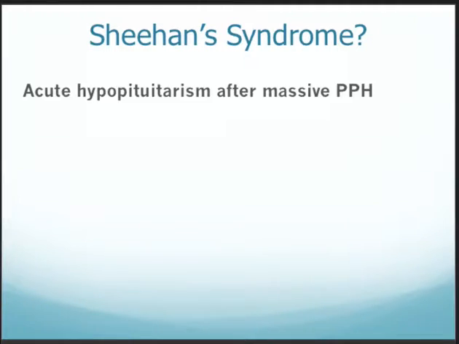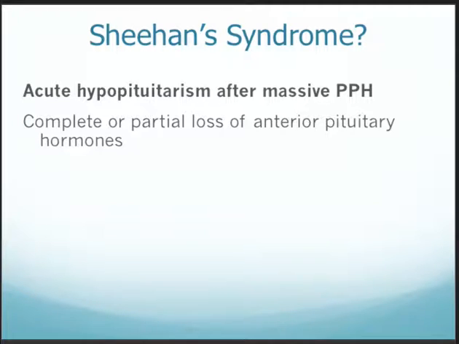Sheehan syndrome means acute hypopituitarism after a massive PPH. So it's specific for the situation after massive PPH, and it means there can be a complete or partial loss of the anterior pituitary functions. So the endocrine symptoms can vary.